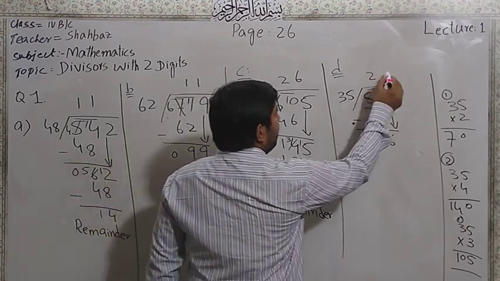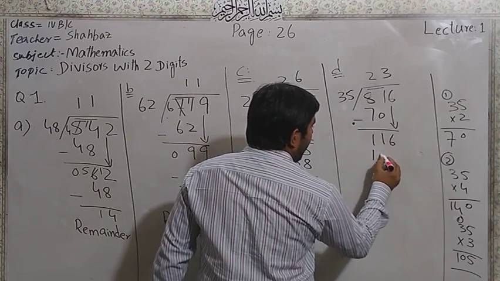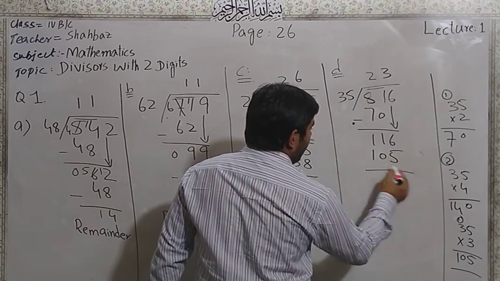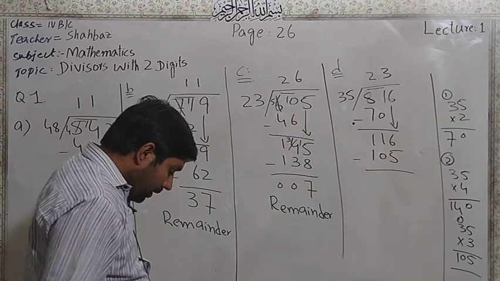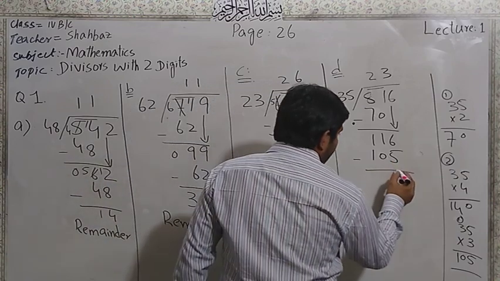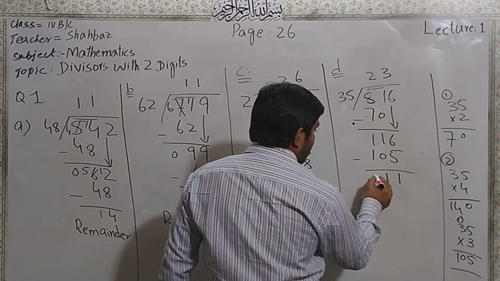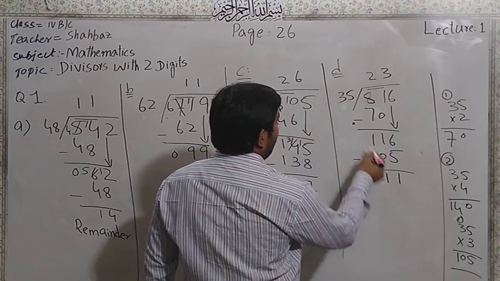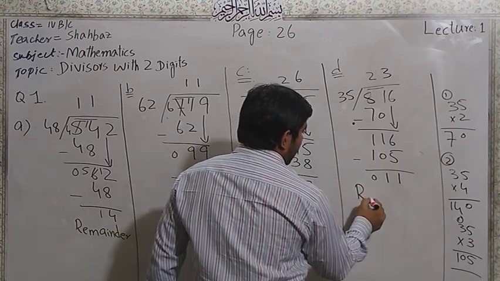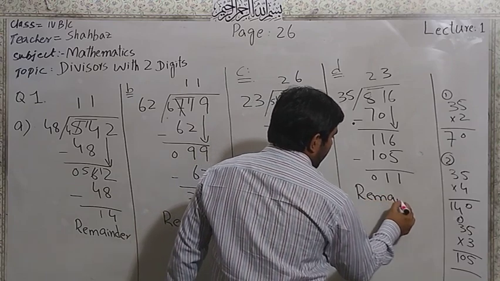So 35 3s are 105, and you will subtract this. 6 minus 5 will be 1. 1 minus 0, 1, and 1 minus 1 will be 0, and this is smaller than 35. It's called remainder.